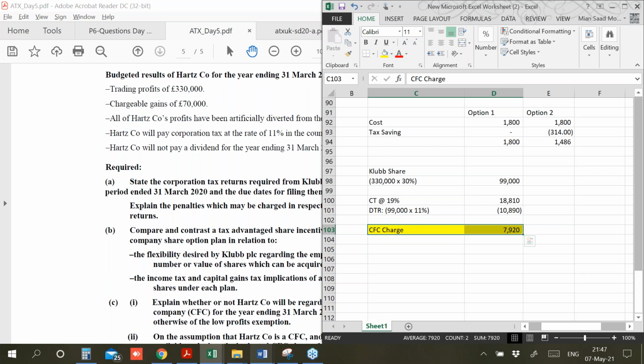Now, raise your hands if you've understood how I have calculated the CFC charge. It's as simple as that. All you have to calculate is what the corporation tax in the UK will be, less the DTR.